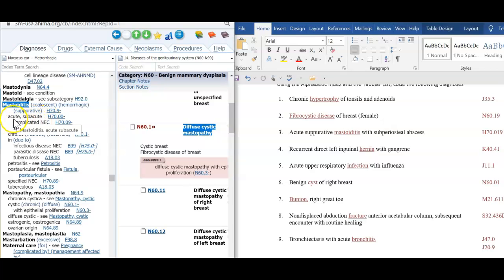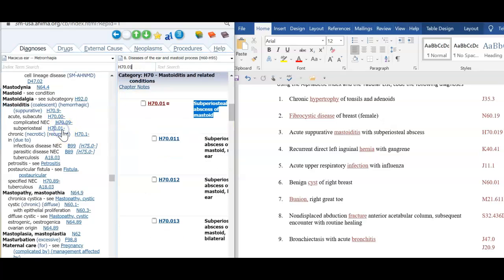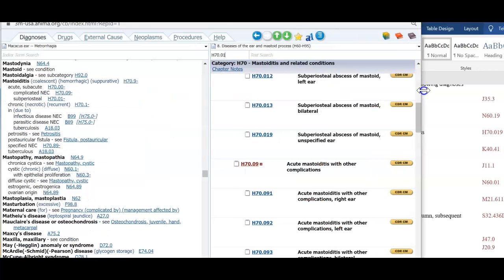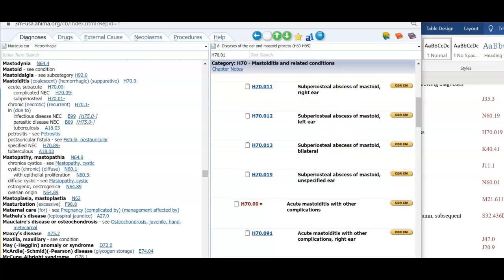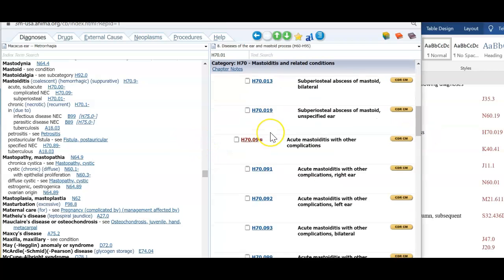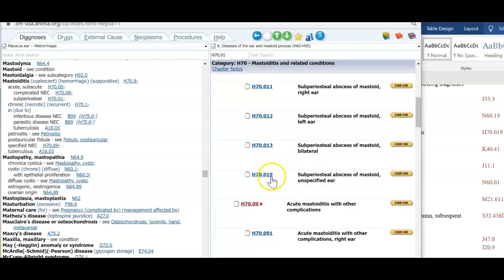I want to go down to acute right here, subperiosteal. Okay, so we know we want to go to, once again, H70.01, and then we have a little dash. That means we need another digit. Okay, so once I go here, once again, our number 3 is not giving us enough to go left or right. So on that note, I'm going to have to go and specify it again.